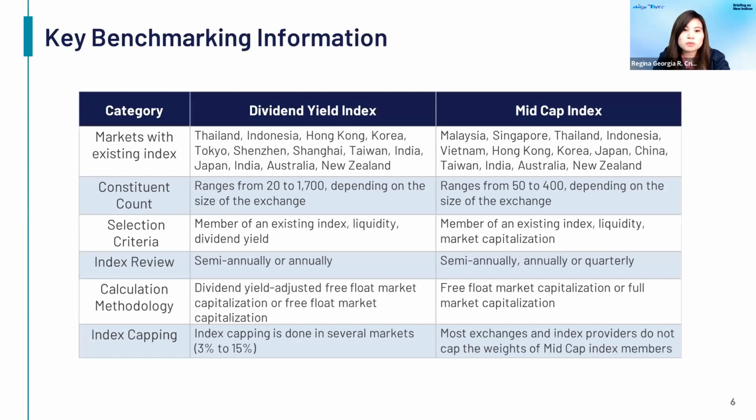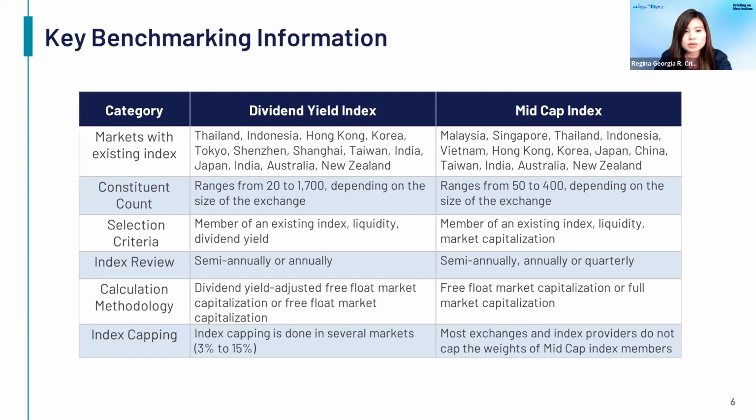We also conducted a benchmarking study with peer exchanges, and we found that most ASEAN and Asia-Pacific exchanges already have these 2 indices. In terms of constituent count, the number really varies and highly depends on the size of the exchange or the number of listed companies in the exchange. In terms of selection criteria, exchanges usually look at existing membership in indices, as this already considers liquidity and enough free float. For dividend yield index, exchanges usually, of course, look at dividend yields. And for the mid-cap index, they look at market capitalization.